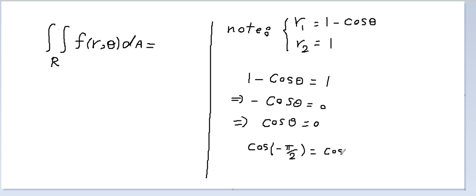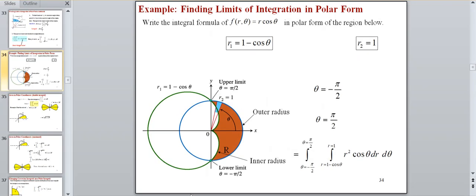So you agree with me, like this, pi over 2 equals 0. So this is my point. If the lower limit and upper limit for theta are not given, you have to solve this system to find them. You can see here, theta is from minus pi over 2 to pi over 2.